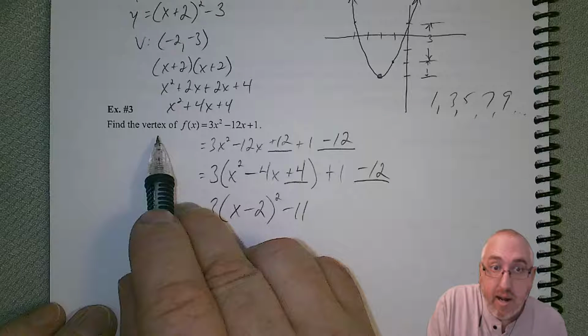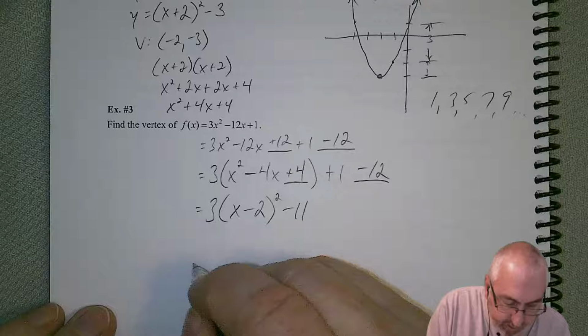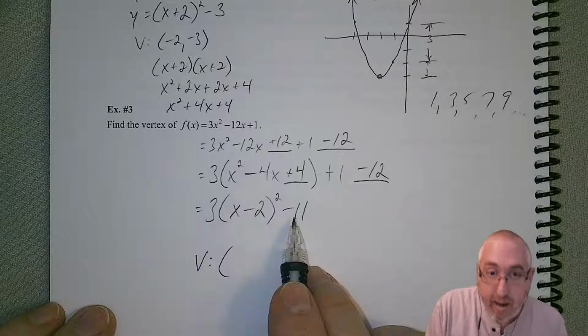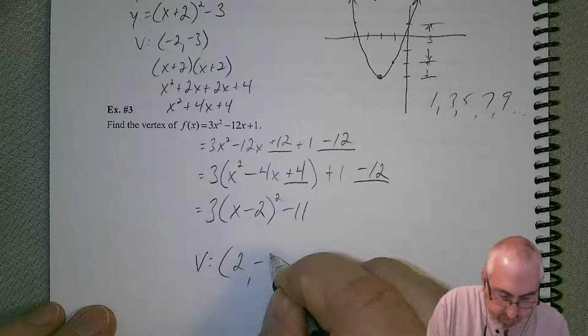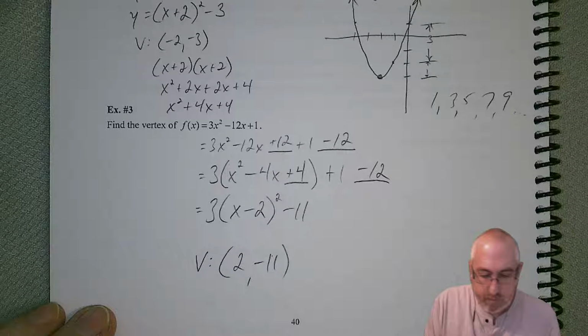And so now to answer the question, the vertex better be shifted to the right and shifted down. So (2, -11). So that should be it.